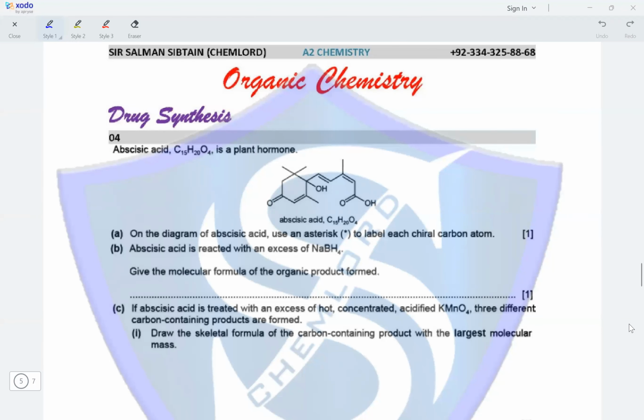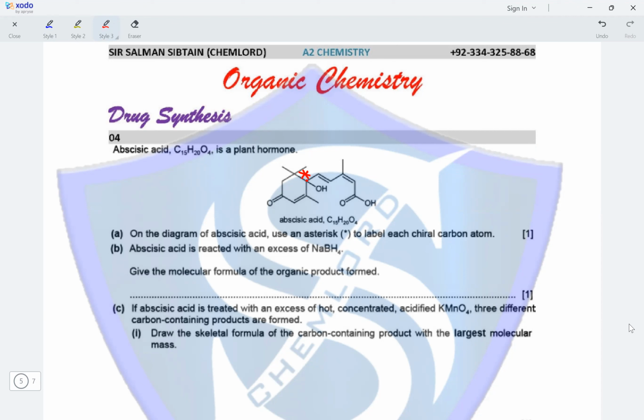Question 4. Abscisic acid, C15H20O4, is a plant hormone, and the hormone is drawn over here. On the diagram of abscisic acid, use an asterisk to label each chiral carbon atom. In order to look at the chiral carbon atoms, we need to have four different groups single bonded to a carbon atom. So if you look at the ring structure, we don't see any carbon atom that has four different groups attached other than the one with the OH attached to it. So this is a chiral carbon atom.